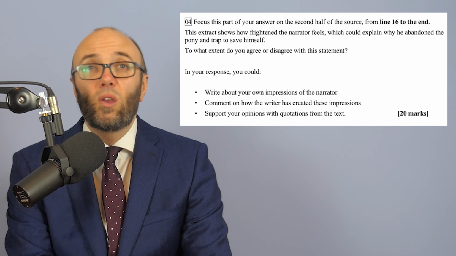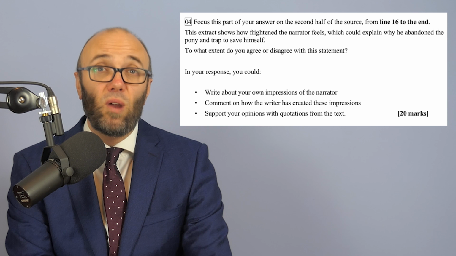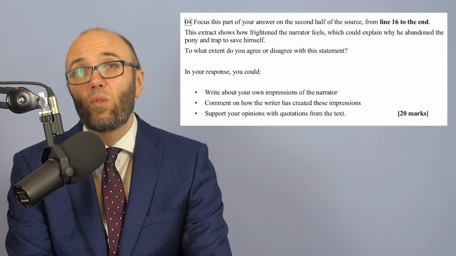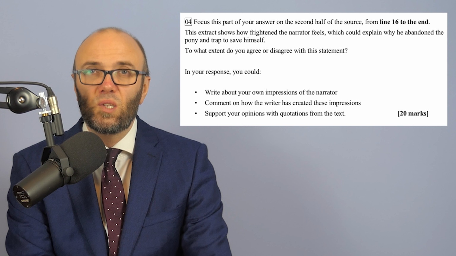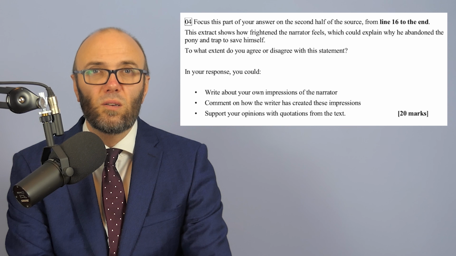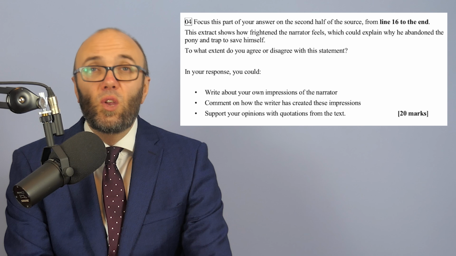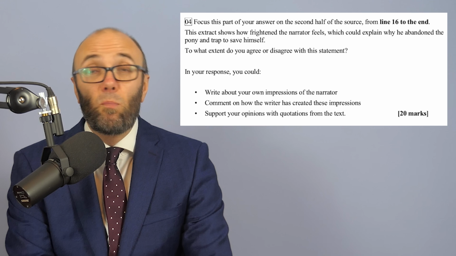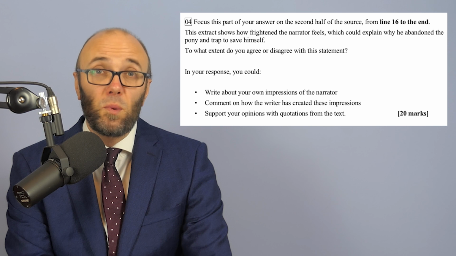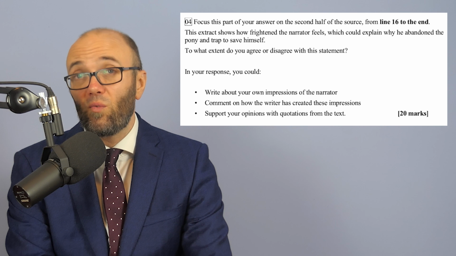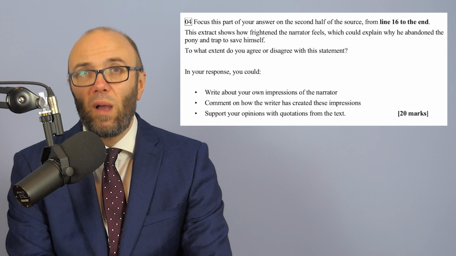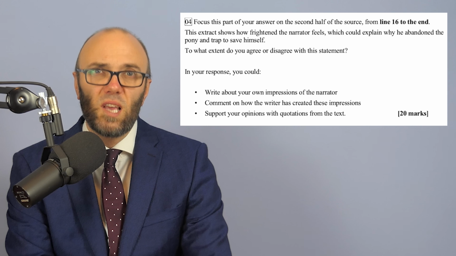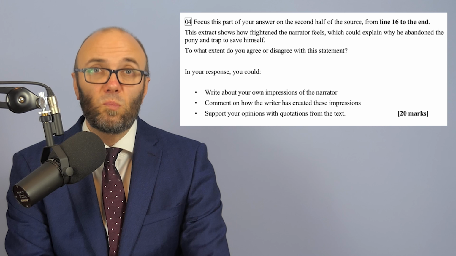In your response, you could write about your own impressions of the narrator, comment on how the writer has created these impressions, support your opinions with quotations from the text, 20 marks. So the first thing to say here is that you can agree, disagree, or have a balanced view where you perhaps agree with one element of the statement, that the narrator is frightened, but disagree with the second part, that that's why he abandoned the pony and trap to save himself. All three are valid options.